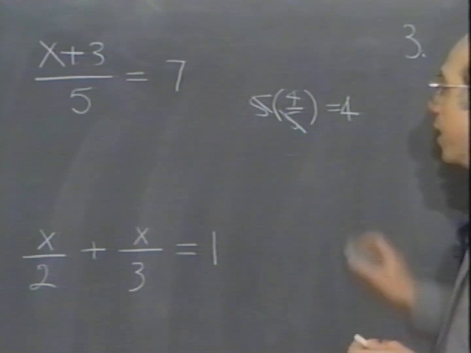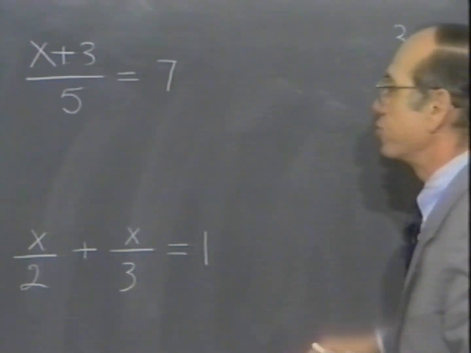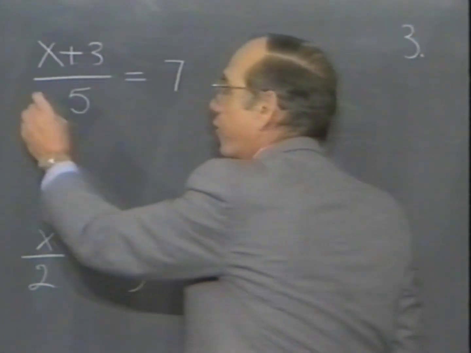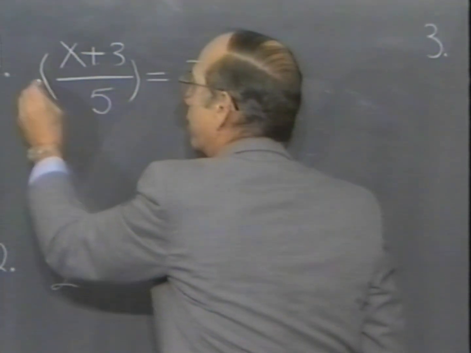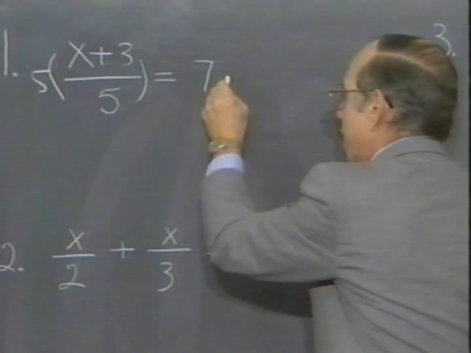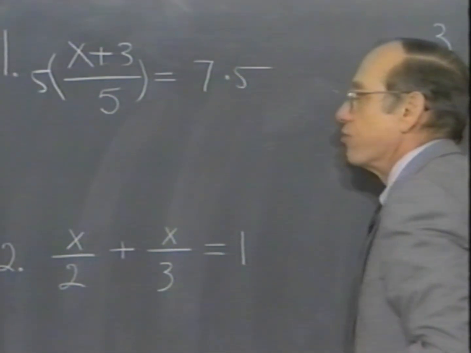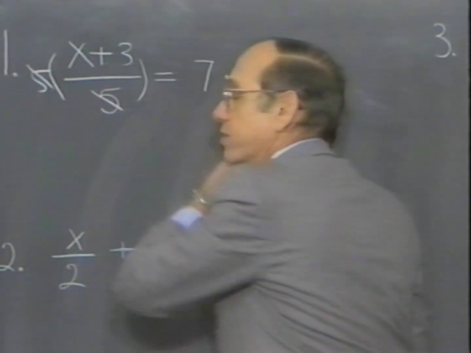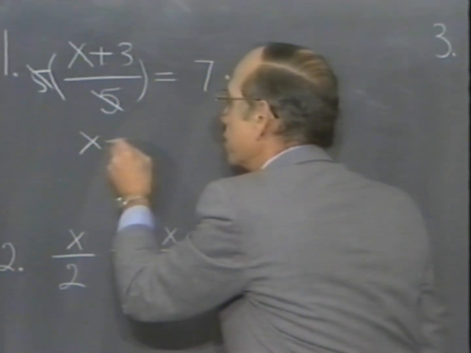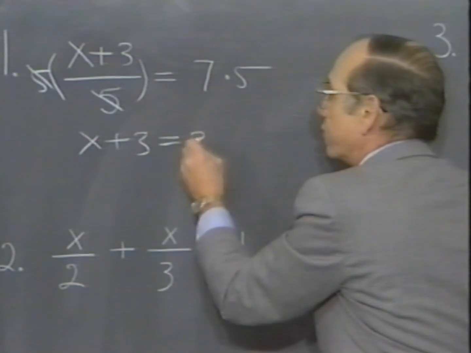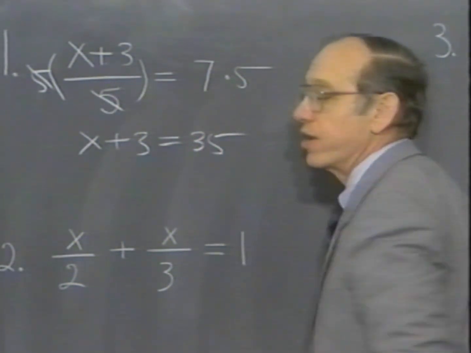So in our case, we have x plus 3 over 5 equals 7. To get rid of that 5, I want to multiply this side of the equation by 5. Of course, that means I have to multiply the right-hand side by 5 also. Now the 5's go out, and you're left over here with just x plus 3, and you're left over here with 7 times 5, which is 35.